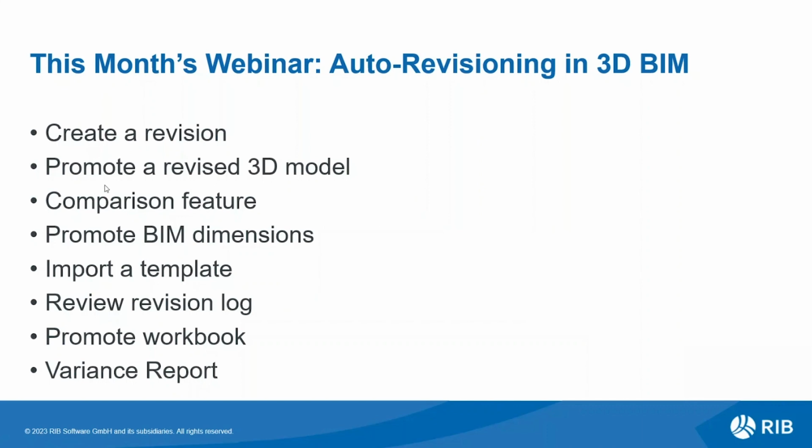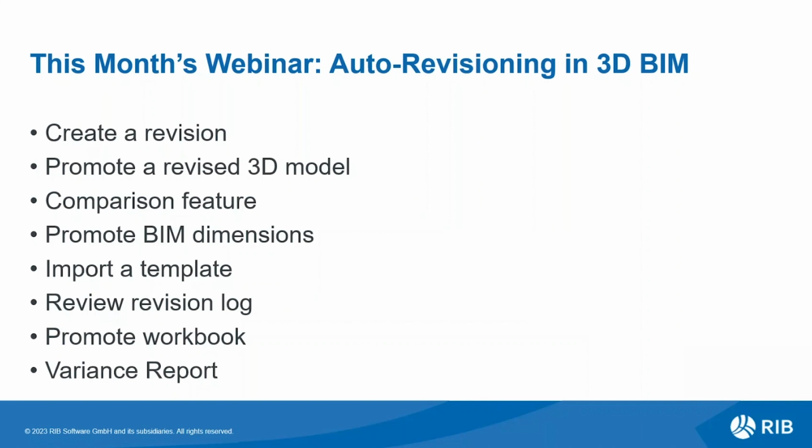Firstly, we start by creating a new revision to track the changes in the 3D model. Secondly, we will promote the revised 3D model within CostX. Step 3 is to compare the revised 3D model to a previous model using the comparison feature. This step is, however, optional if the user wishes to identify or analyze the differences between the revised model and the previous revision.